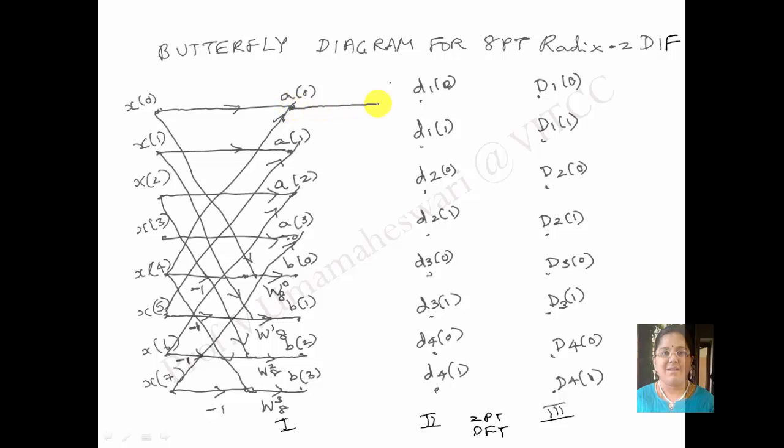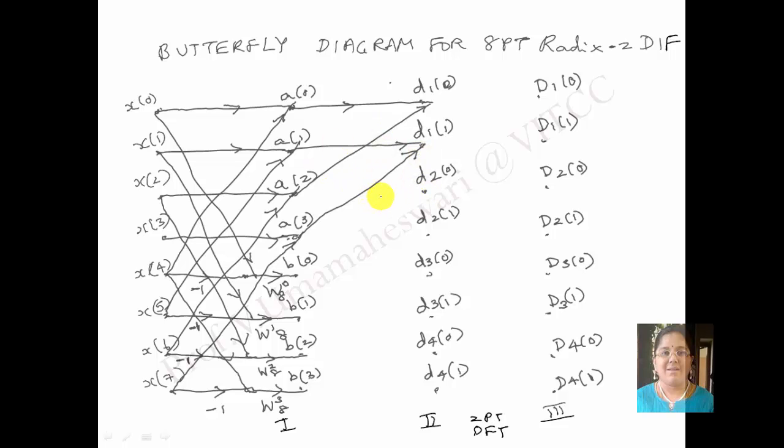Now shall we go to the next stage? What is d1 of n equal to? d1 of n is nothing but a of n plus a of n plus N by 4. So d1 of 0 will be a of 0 plus a of 2. d1 of 1 equals a of 1 plus a of 3.